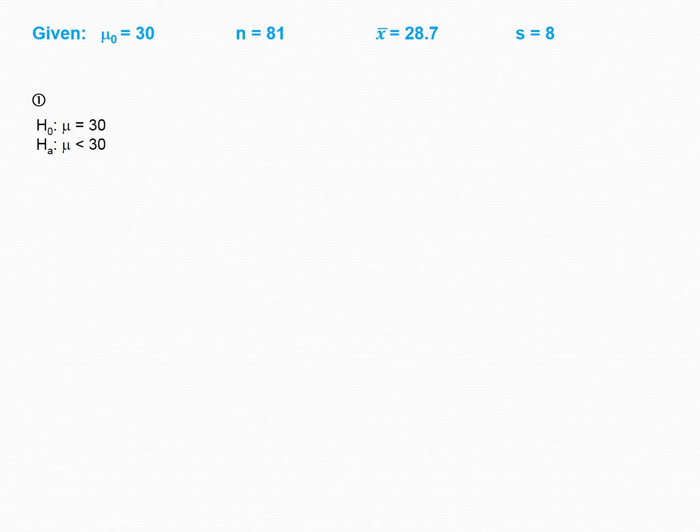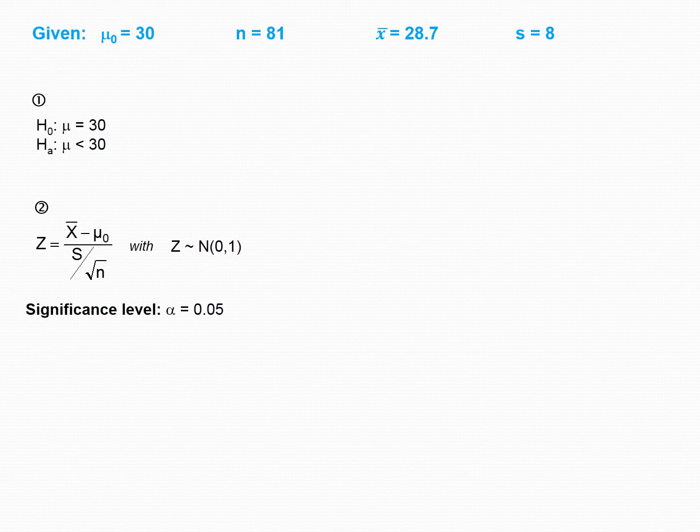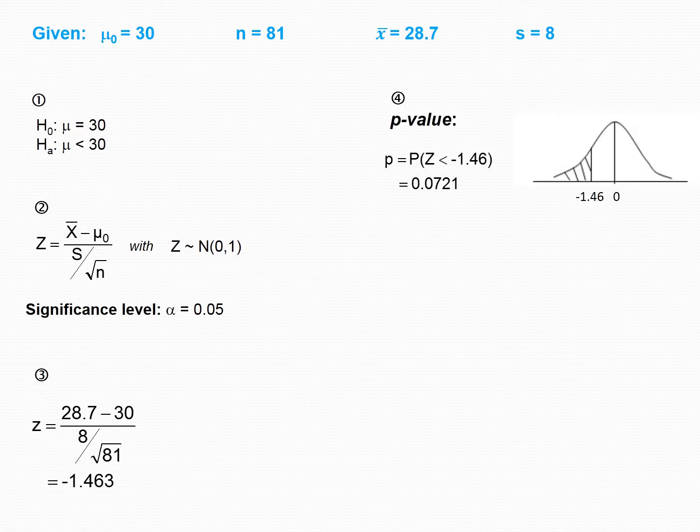Step 2, we write down the formula for our test statistic and the distribution that it follows, and then also our significance level. Then we can substitute the values from our sample data to calculate the Z value in step 3. So our Z value will amount to negative 1.463. Or if you round that off to 2 decimal places for the Z table, it will be negative 1.46. Then we can use that value to calculate our p-value in step 4.